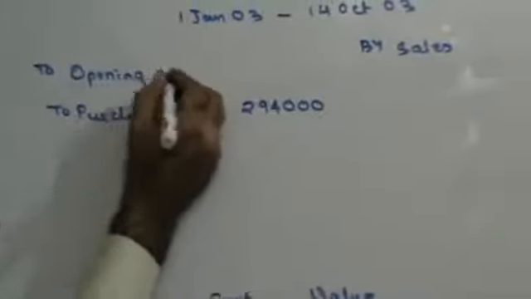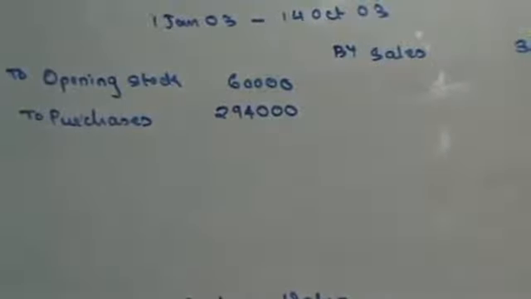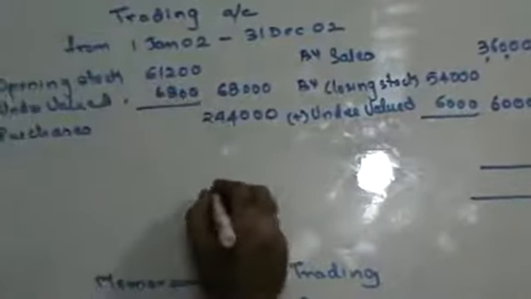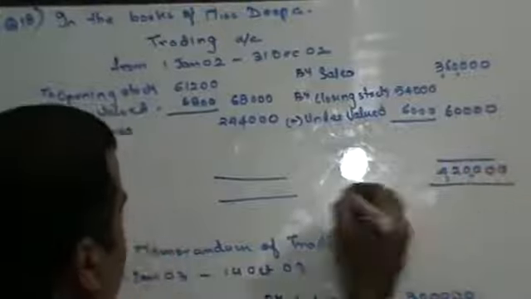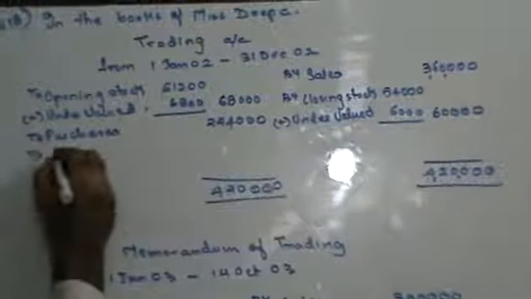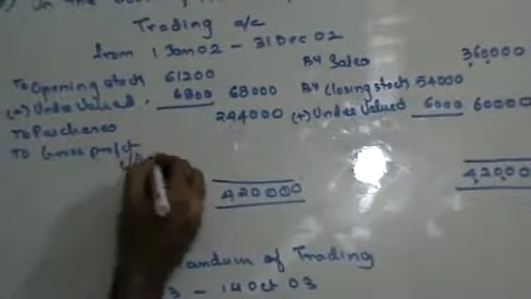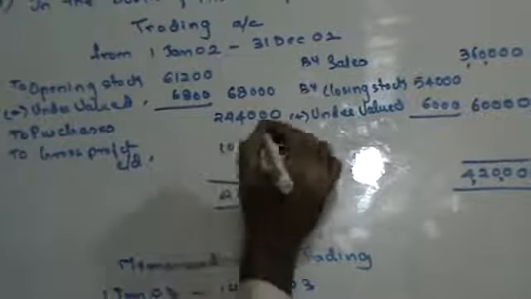Opening stock 60,000. Next, is there anything else given to you? That's it. Simple sum. Let's tally this, guys. 3 lakh 60, 4 lakh 20,000. This is 4 lakh 20,000. This is going to be gross profit carried out. Gross profit carried out when you work this out is going to be 1 lakh 8,000.